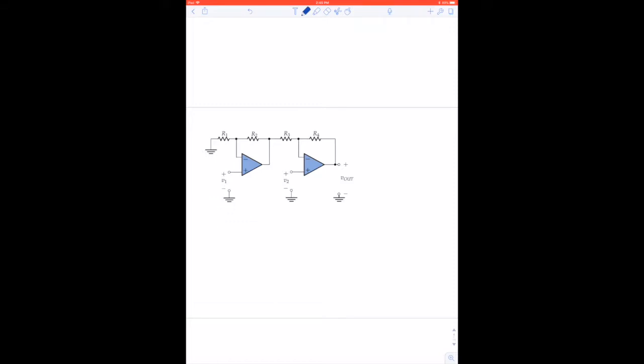Okay, and so here we have one more difference amplifier circuit, right? And for this circuit, we'd like to find the difference gain and also the ratios of the resistors, where we actually have a difference amplifier. We'll see that in a minute.